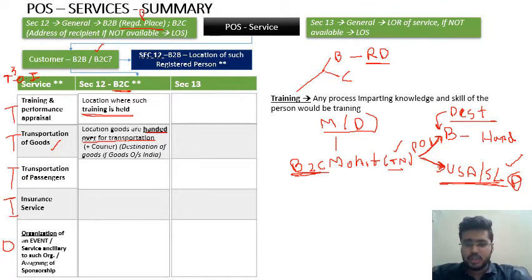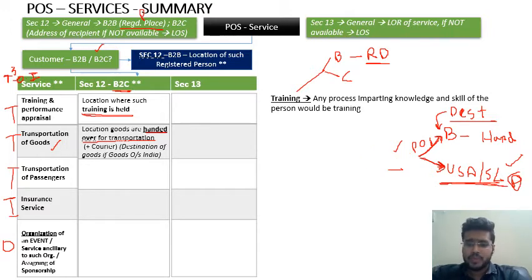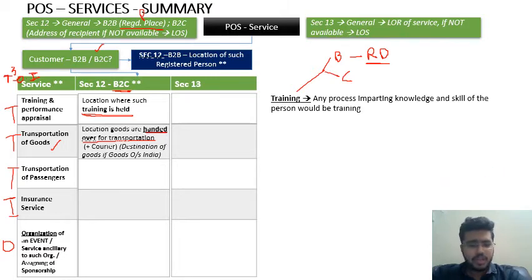So you see whether the destination of the goods is within India or outside India. If it's within India, the place where you hand it over to the transporter will be the place of supply. If it is outside India, then the place where the goods are going to go is the place of supply, guys, right? So this is transportation of goods. Now the next thing is transportation of passengers, guys.